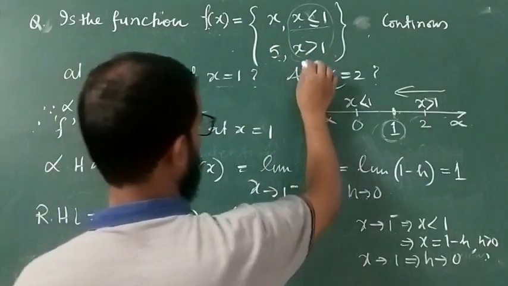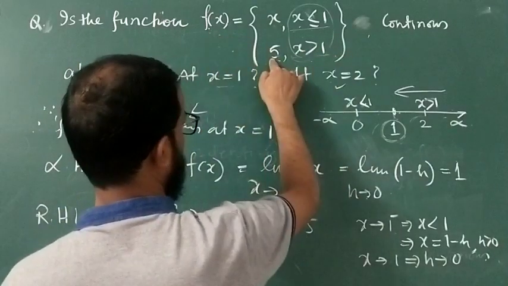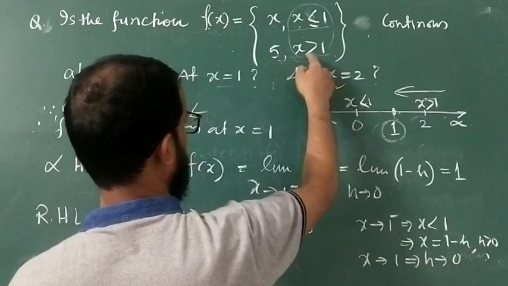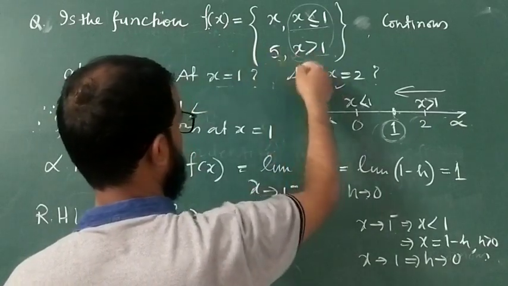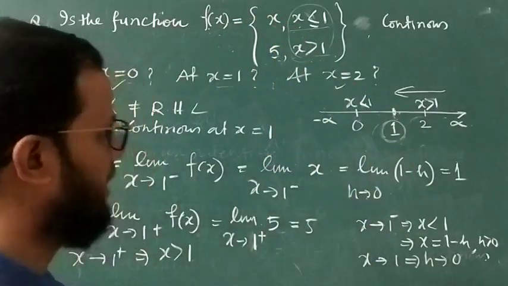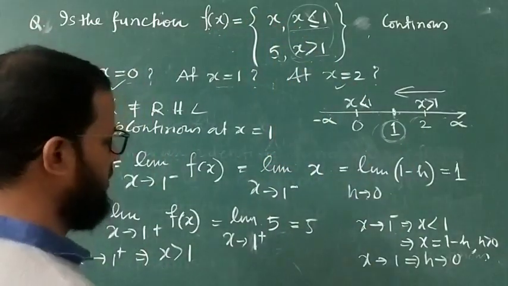You have to just see that for x greater than 1, f(x) equal to 5 is a constant function. When x is less than 1, f(x) is equal to the identity function and therefore the function is continuous. So it holds at 0 and 2.